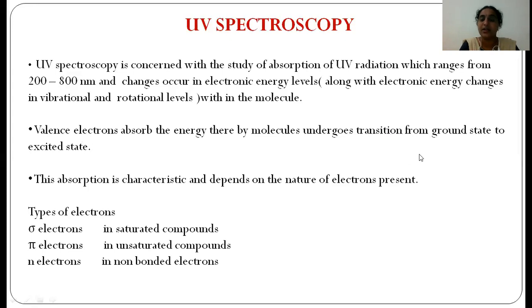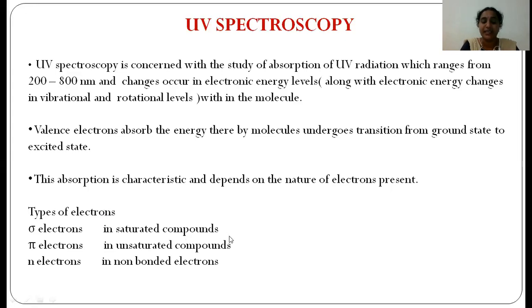Whenever the electrons absorb the UV visible light, they move from the ground state level to the excited state. This absorption is characteristic and depends on the nature of electrons present in the molecule. There are different types of electrons present in the molecule. In some molecules, only sigma electrons are present. Sigma electrons are present in all saturated compounds.